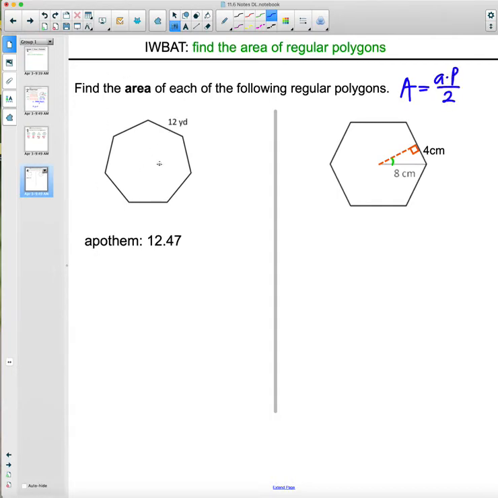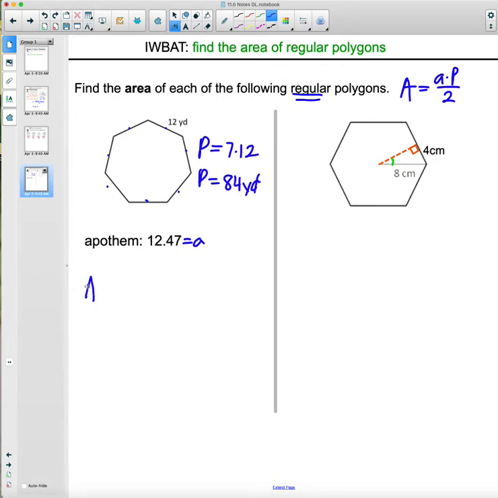So in this one, they give us the apothem. So here's your A, your little a. And then they give us a side length. Remember that this is a regular polygon, so all the side lengths are the same. So we can say 1, 2, 3, 4, 5, 6, 7. So the perimeter is going to be 7 times 12, and so the perimeter here is going to be 84 yards.